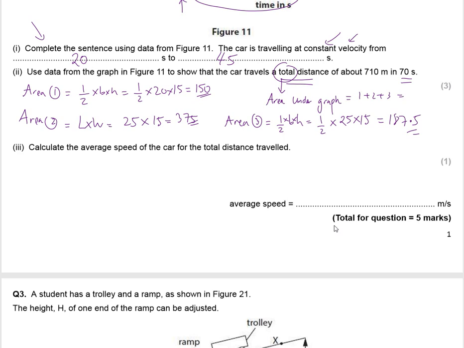Okay, and we're going to add them together. This will give me 712.5, and this is my answer. So this is what I need. I need to show that I'm getting this one, because the question says about. Okay, not exactly, not equal, about, and this is my answer in this case.